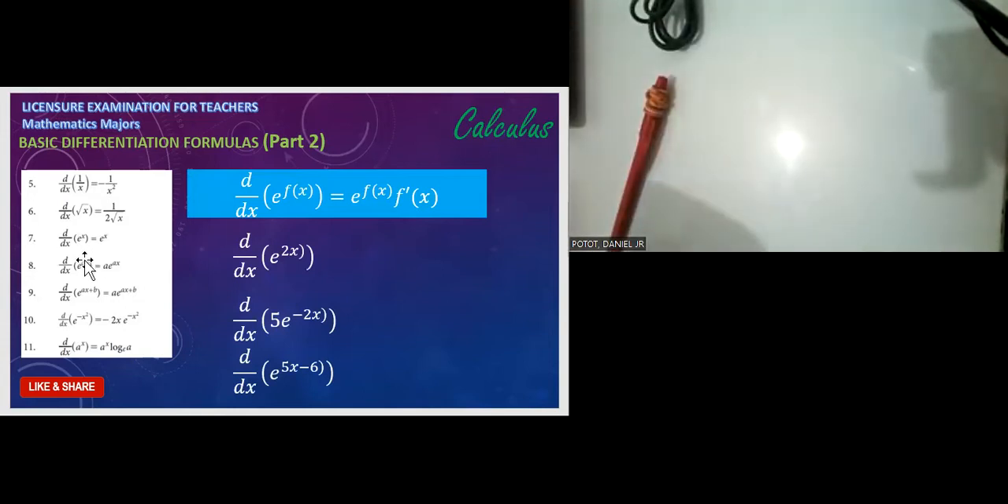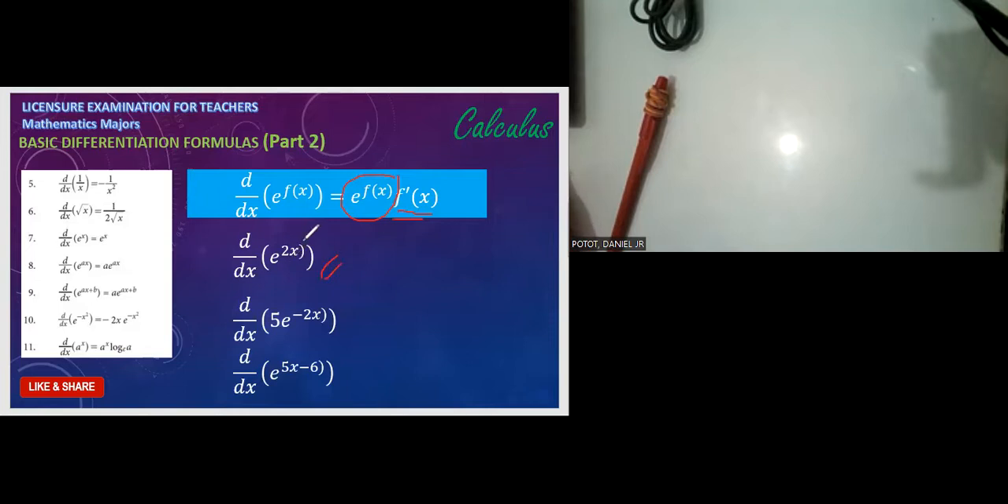Derivative of exponential function. I am just using this notation as e to the function of f of x. Now, for you to be able to understand this properly, what it says is that the derivative of any e raised to the function of x is exactly the same. Just simply copy it, and then you take the derivative of the function of x. So let's apply that one here.